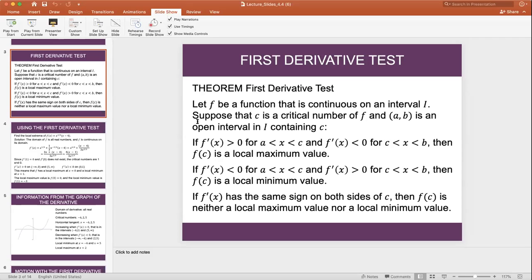Look at the very bottom sentence here on the screen: if the derivative f prime of x has the same sign on both sides, then f of c is neither a local max nor a local min. It's not that you don't know, it's not a max or a min. You've got the same sign, so there's something else going on there. Okay, we'll see an example like that a little bit later on. But that is the idea, using the first derivative test to determine what the local extrema are.